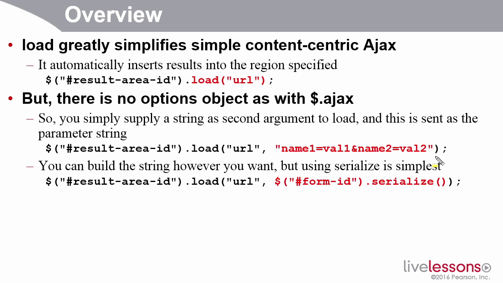Now you can build that parameter string any way you want. You can call val, val, val on a bunch of text fields and then call escape, escape, escape, and then smash them together in a string. Or you can do what we just looked at in the previous section. Give names, not IDs, to the input elements. Give an ID to the form itself, and use serialize to build the whole string automatically.